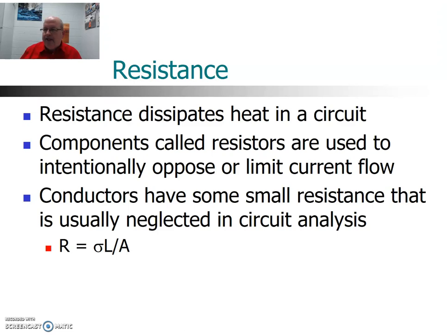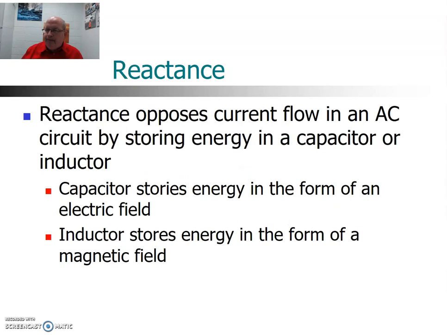And we have these devices to do that intentionally, to oppose or limit the current flow. And we can also have some unintentional resistance, such as in the wiring or in the traces of a circuit board. So in the case of a wire, the resistance is rho L over A. Rho is the resistivity of the material, L is the length, and A is the cross-sectional area. So the value you get for the resistance of a conductor will be very, very small. And we could actually neglect that when we're doing circuit analysis.